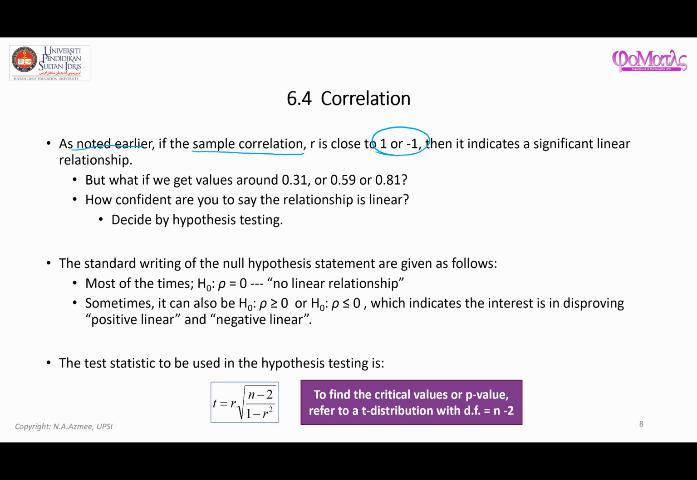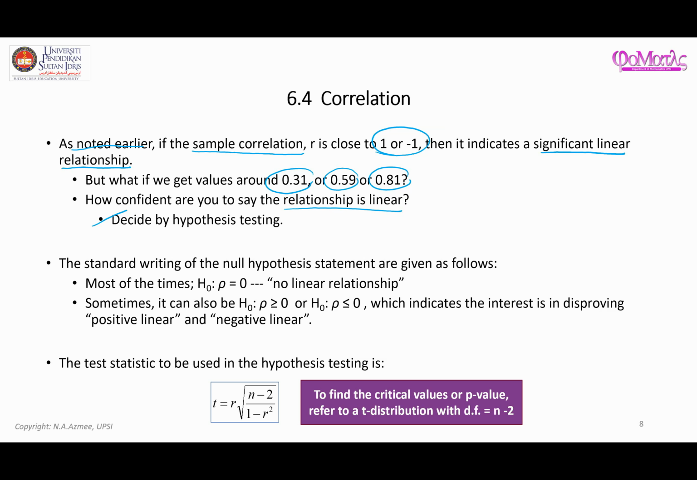Well, as noted earlier, if the sample correlation r is close to 1 or -1, we know that it definitely indicates a significant linear relationship. But what if we get values around 0.31 or 0.59 or 0.81? So what can we say about this relationship? Is it linear or is it weak linear? Is it a significant linear relationship? How confident are you to say the relationship is linear? Well, in order to state it confidently, you have to decide by doing a hypothesis test.